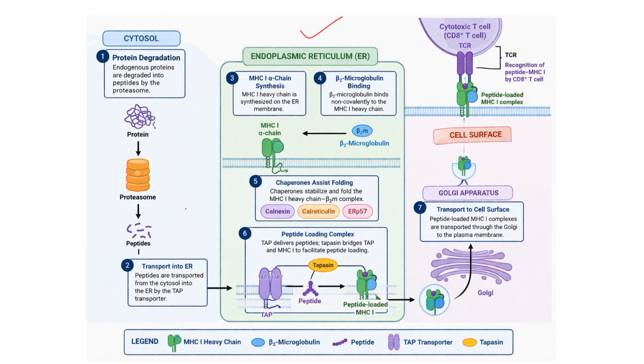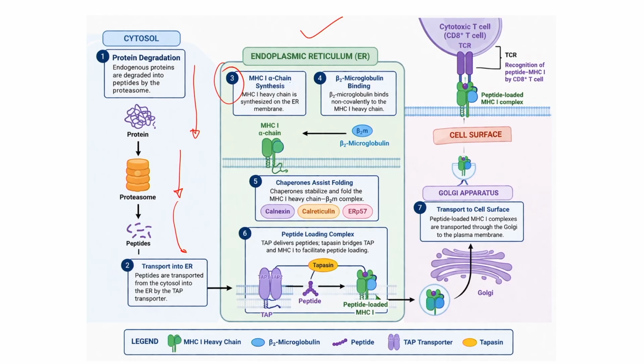So one is the cytosolic part, where the protein is getting degraded into endogenous protein. These are getting into proteasome, and then they are fragmented into peptides, and these peptides are again loaded on the structures which are called MHC1. Now what is happening in MHC1 synthesis or chain synthesis in ER? Now let's see step number 3.